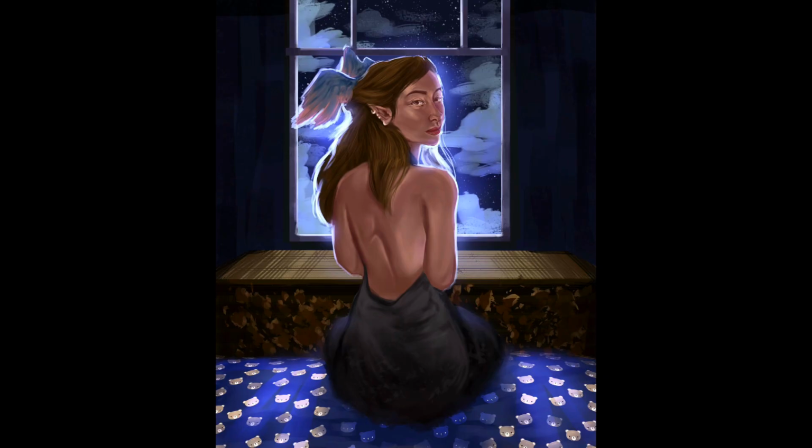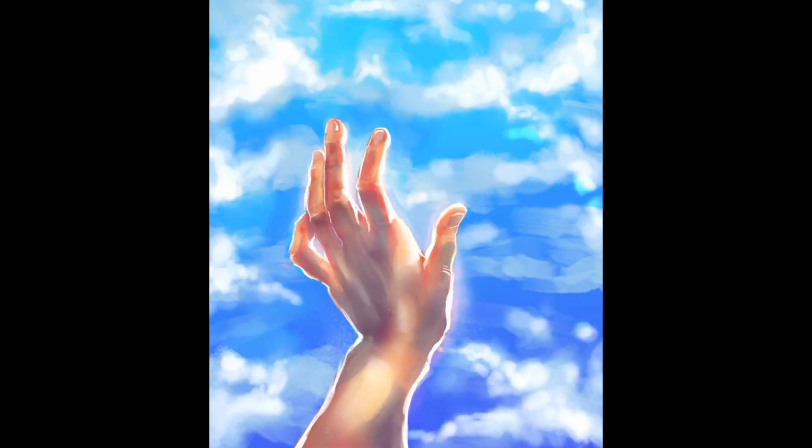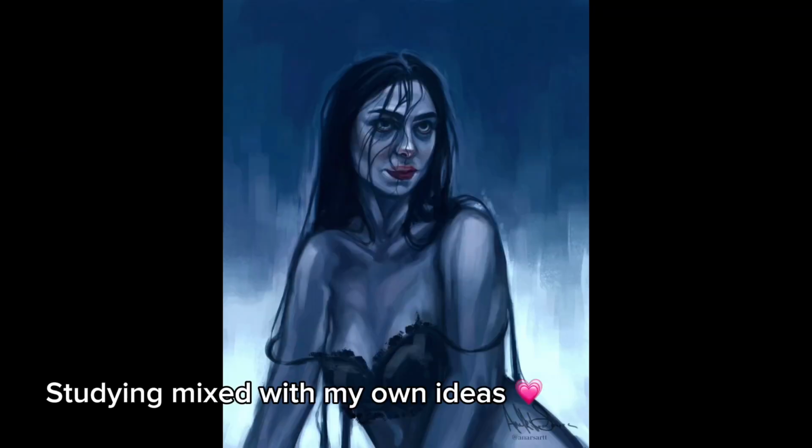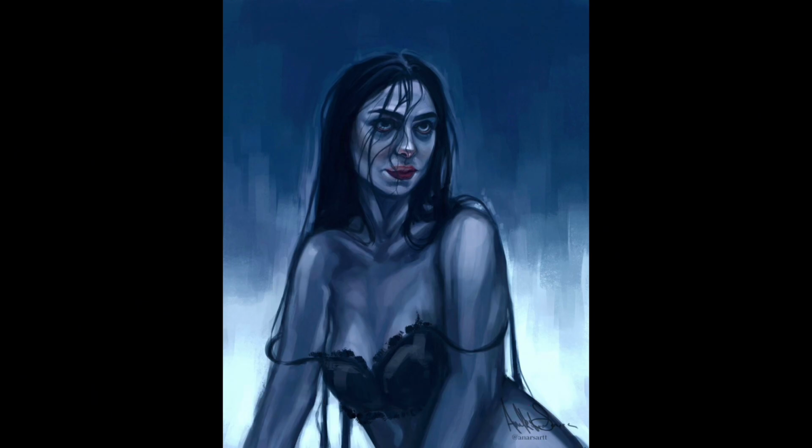I kept getting really good references and watching tutorials, but I tried to bring my own feeling to it, and this really helped my style come to life, because I understood that I could try new things. For example, I painted a dragon with fire, so I could practice fire and lightning. I had never painted a dragon before, and I realized I could literally just do these things and it still looks okay.